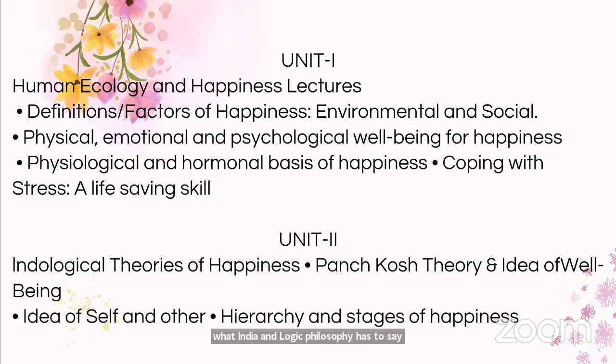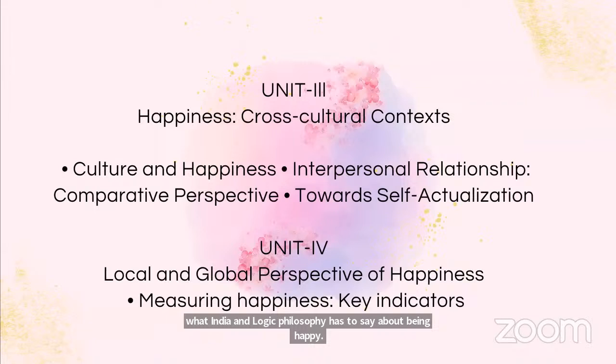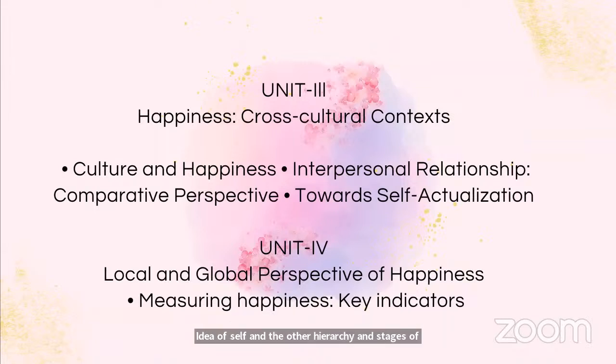Idea of self and the other, hierarchy and stages of happiness. Then unit 3 is about happiness in cross-cultural context, cultural happiness, interpersonal relationships, comparative perspective, and towards self-actualization. Then unit 4 would be local and global perspective of happiness, measuring happiness through key indicators. So unit 4 would also focus on what it means to be happy, let's say, particularly in some South Asian countries, as opposed to what it means to be happy through Western indicators or parameters set by the West.